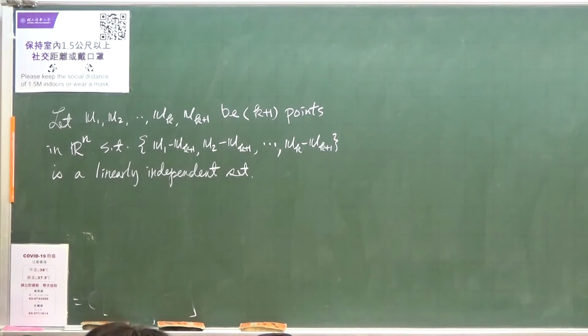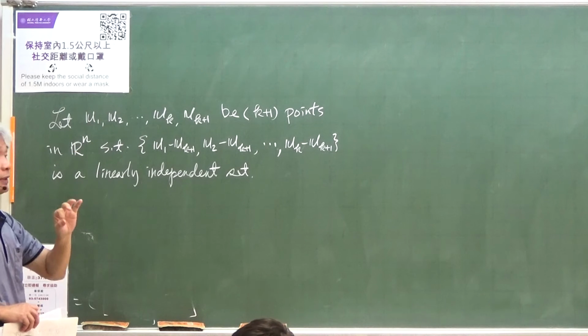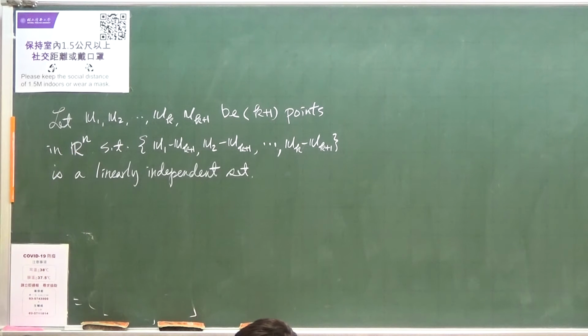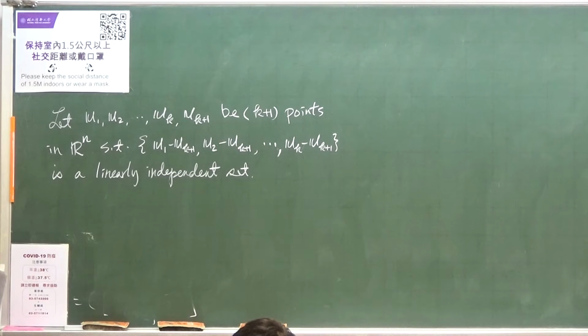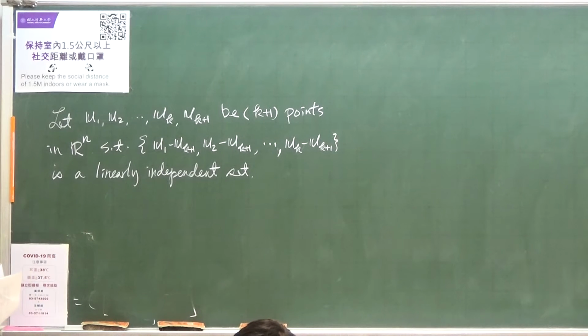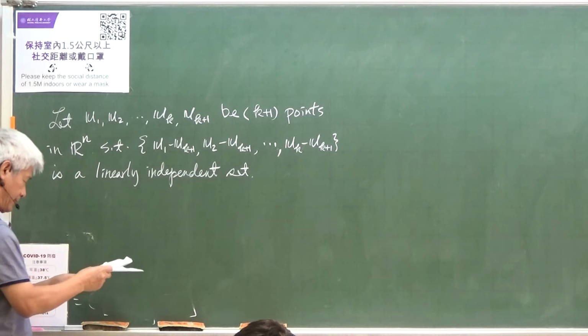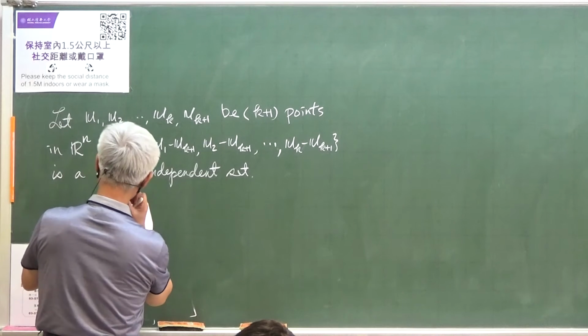We now consider the general situation. So we can see we have k plus 1 points in n-dimensional Euclidean space, such that the difference vectors, the k difference vectors here, form a linearly independent set.